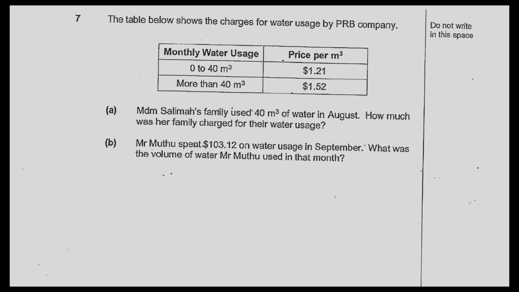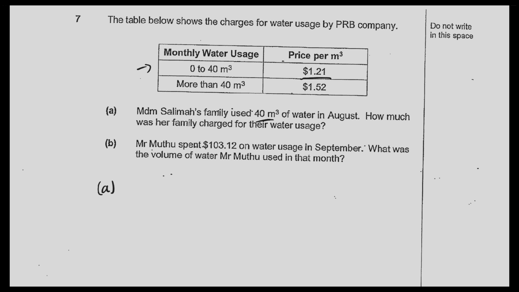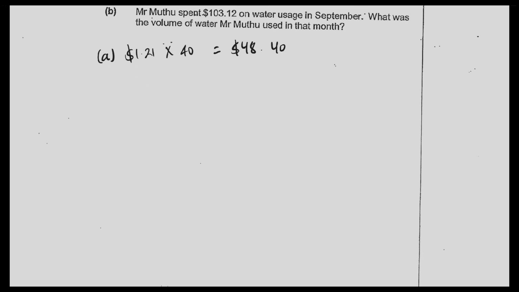Question 7 about water charge. Alright, a water charge question. Madam Selima's family used 40 cubic meters of water in August. How much was her family charged for their water usage? 40 cubic meters falls under this range entirely, right? So it's also quite simple, right? So under this range, it's $1.21 per cubic meter. So how much was the family charged? You just take $1.21 times 40, right? Which is $48.40, right?